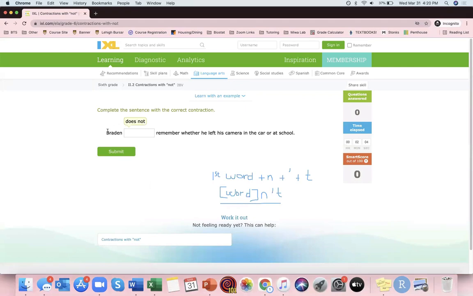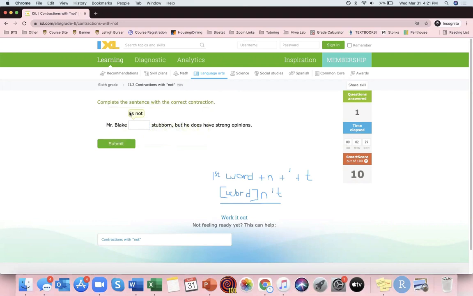All right, so the first one, Braden does not remember whether he left his camera in the car or at school. So remember, we said the formula is the first word, so it would be does plus the N, contraction, and then T. So it would be Braden doesn't remember whether he left his camera in the car or at school. Okay, Mr. Blake is not stubborn, but he does have strong opinions. So like we said, the first word is, then we put the N, apostrophe T. So Mr. Blake isn't stubborn, but he does have strong opinions.